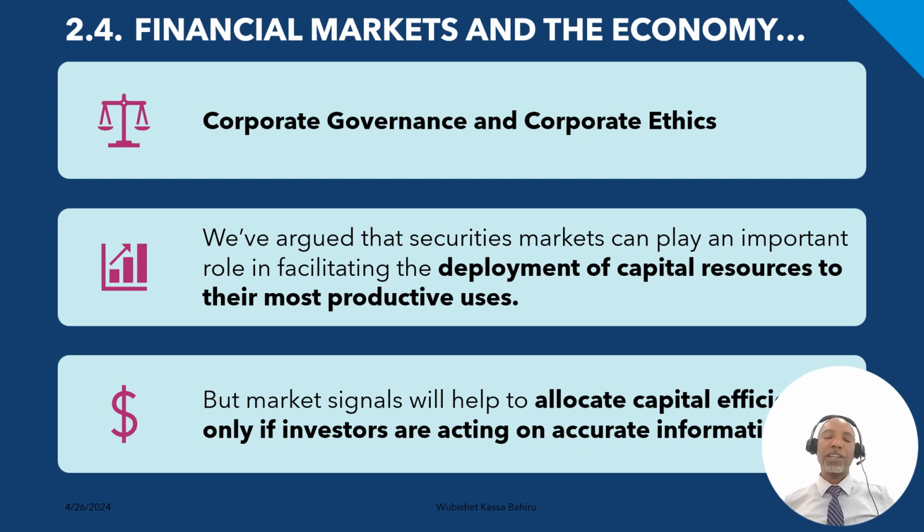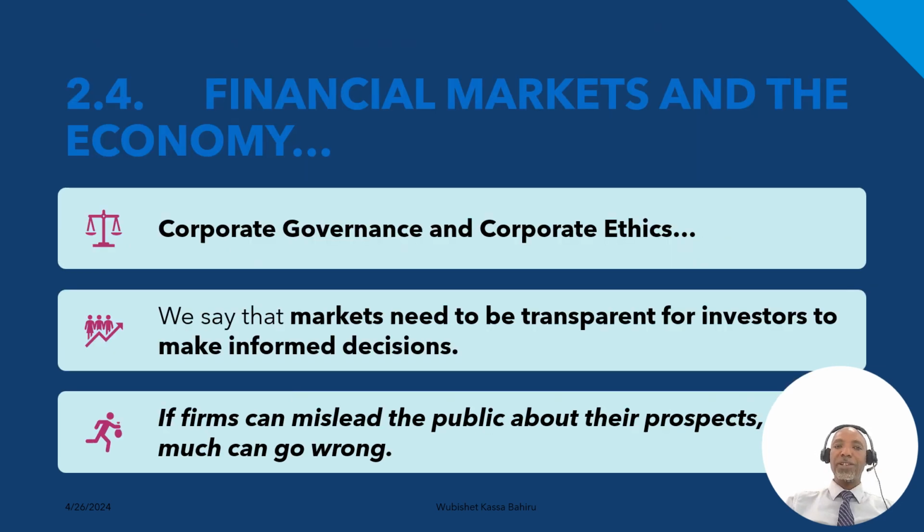The other important thing that we need to consider when we operate the capital market is corporate governance and corporate ethics. We need to be ethical. We need to have good corporate governance. We have argued that securities markets can play an important role in facilitating the deployment of capital resources to their most productive uses. But market signals will help to allocate capital efficiently only if investors are acting on accurate information. Without accurate information, if the security issuer displays wrong information, the buyers of the security may be misled, and the money that the sellers get may not be used properly.